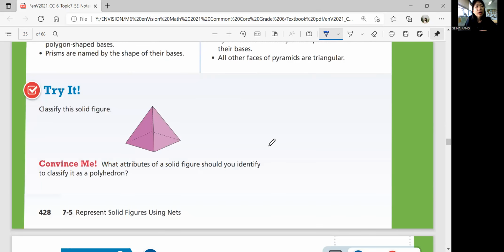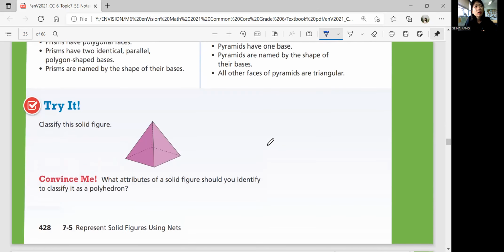So let's look at this Try It question. Classify the solid figure. What is this called? Just classify it. What's the name of this figure? What's the base? It is a square and it has a vertex. So it's a pyramid, a square pyramid.